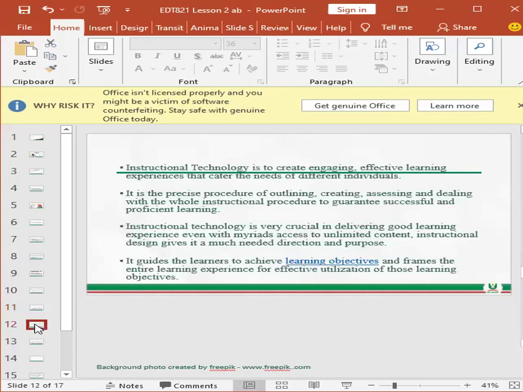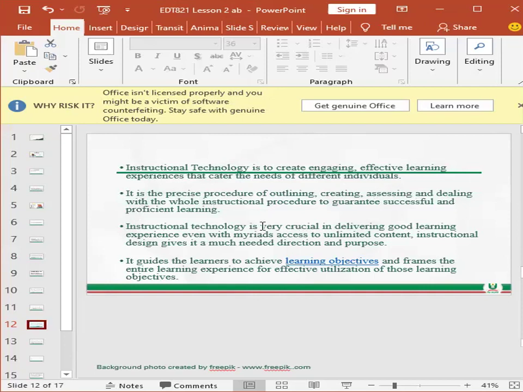Instructional technology is to create engaging, effective learning experiences that cater to the needs of different individuals. So it is the precise procedure of outlining, creating, assessing, and dealing with the whole instructional procedure to guarantee successful and proficient learning.